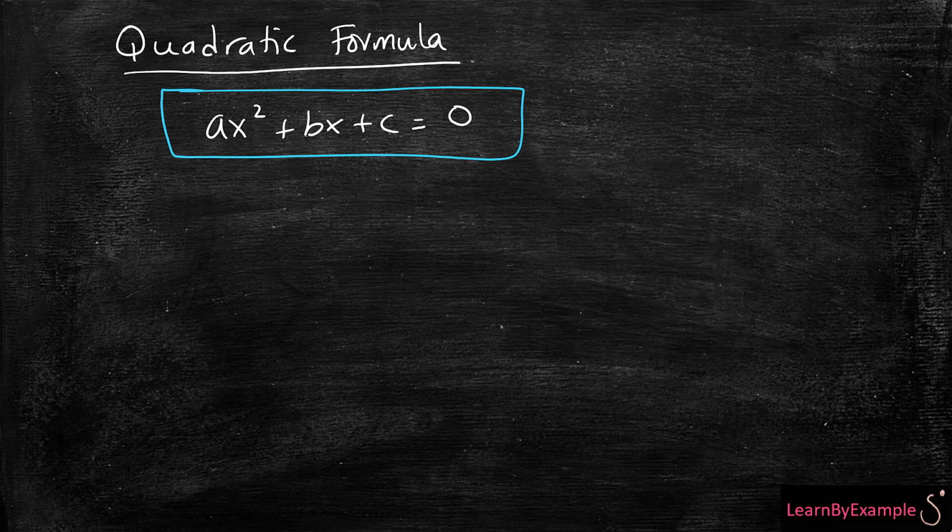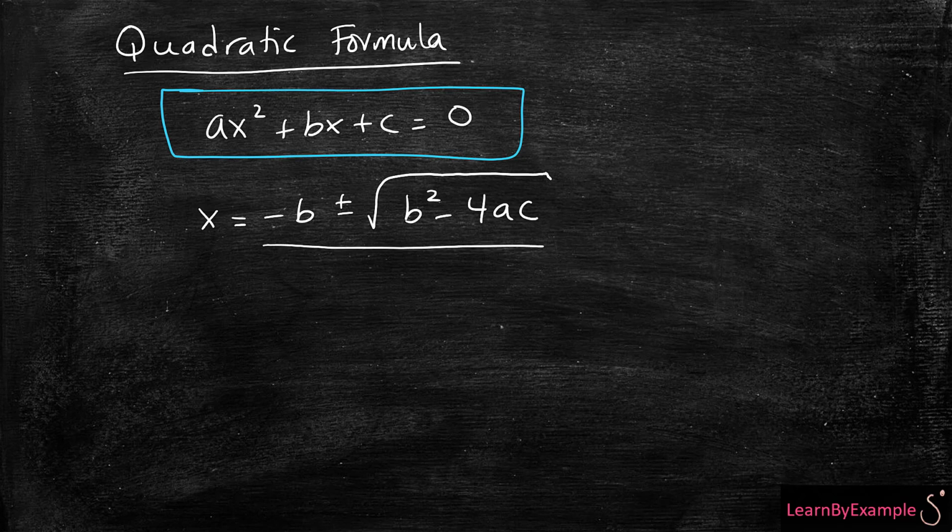If we want to solve it by factoring or by completing the square, and so forth, this is your main quadratic equation. So what is the quadratic formula? The quadratic formula says that x is equal to minus b plus or minus the square root of b squared minus 4ac, all over 2a. Essentially, if you plug in a, b, and c, you're going to be given the value for x.